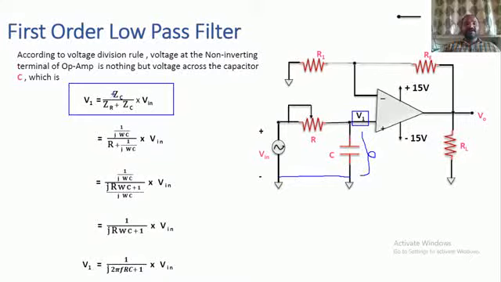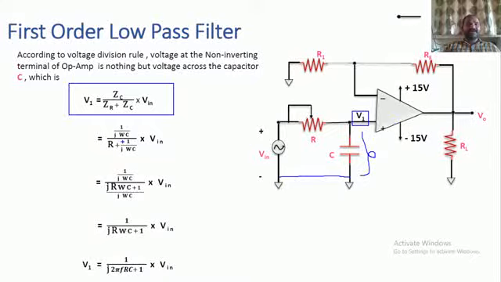The impedance of the capacitor divided by the total impedance in that particular loop, which is ZR plus ZC, multiplied by the input voltage applied to that loop, V. So this is the voltage division rule. By applying the voltage division rule, we calculate the voltage drop across the capacitor. That voltage drop across the capacitor is the input voltage which is applied to the non-inverting terminal of the op amp.